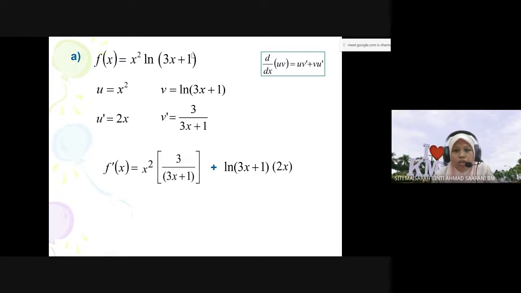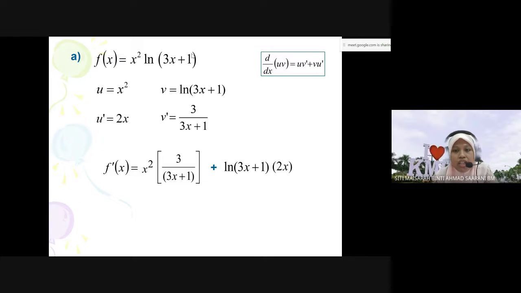Okay. Kalau tengok depan ni, di depan tu x square multiply 3 over 3x plus 1. We suppose we get 3x square, kalau kita darab lah, 3x square over 3x plus 1. Okay, yang bahagian belakang tu, ln 3x plus 1 multiply 2x. 2x tu tak boleh darab dengan 3x plus 1 ya. Tak boleh. Kita boleh bawa dia ke depan. Okay. Ataupun untuk both ni kita boleh factor.